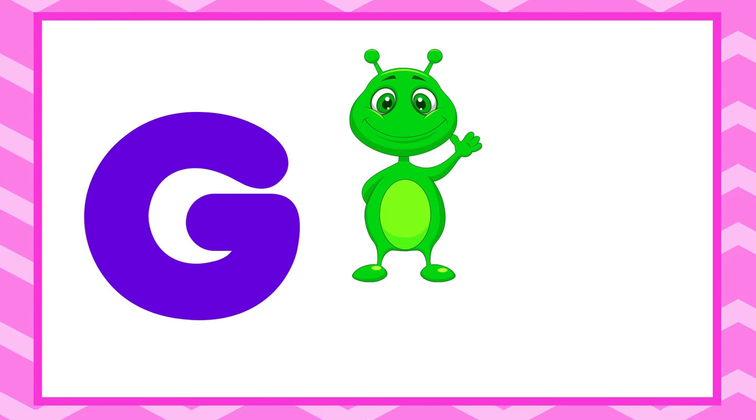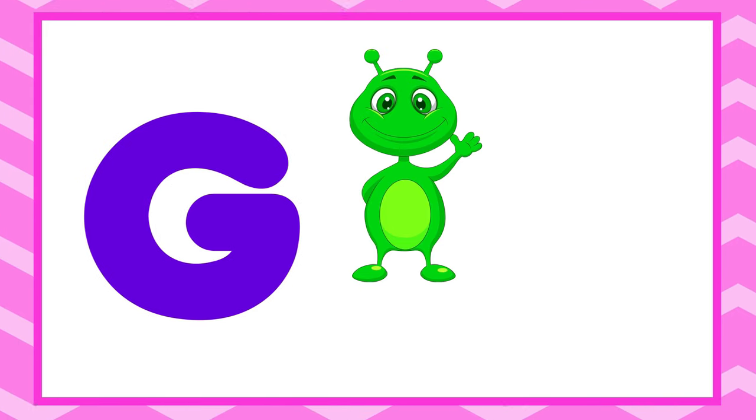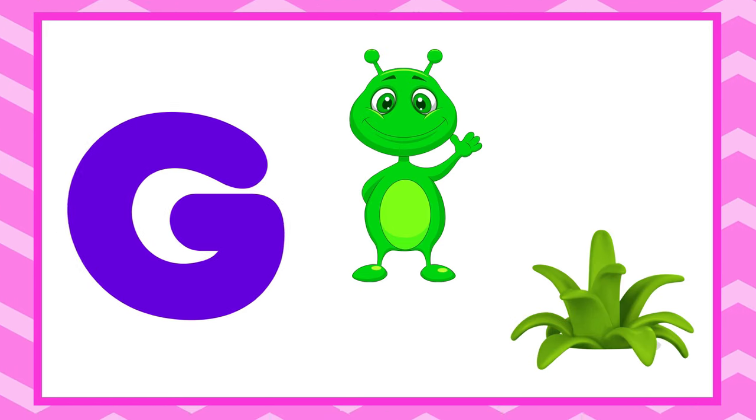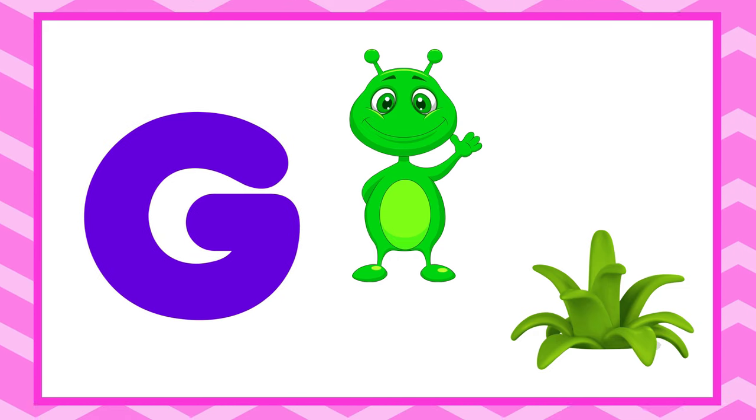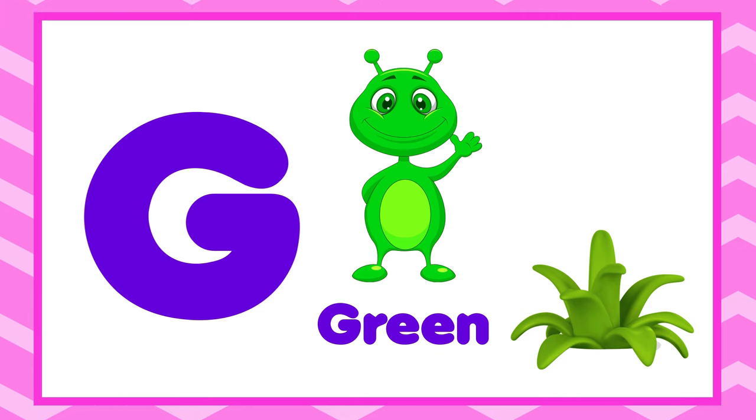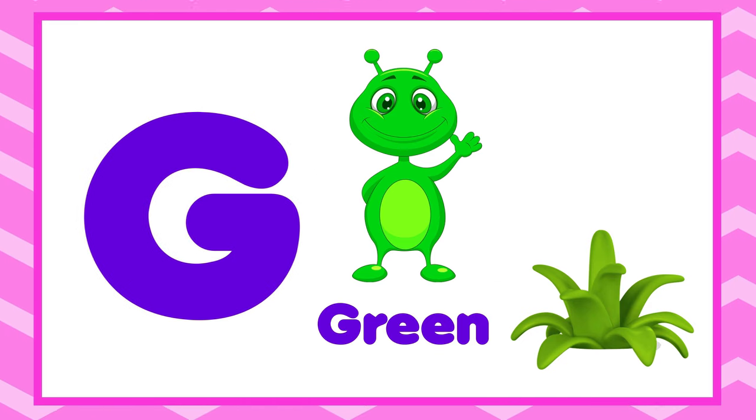G is for green. G g green. G is for grass. G g grass. G is for g g g g green. G is for g g g g grass.